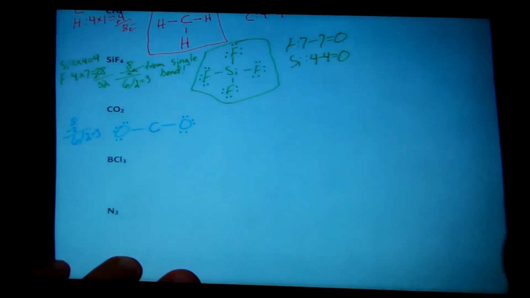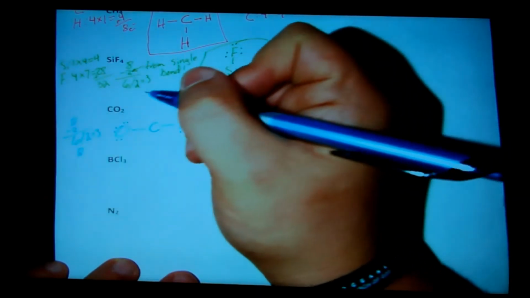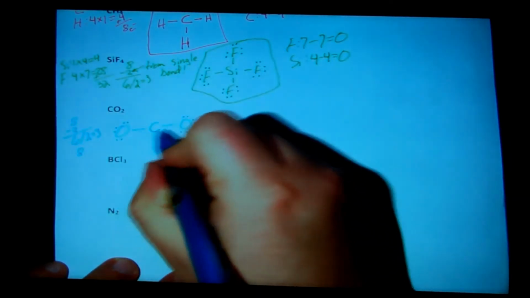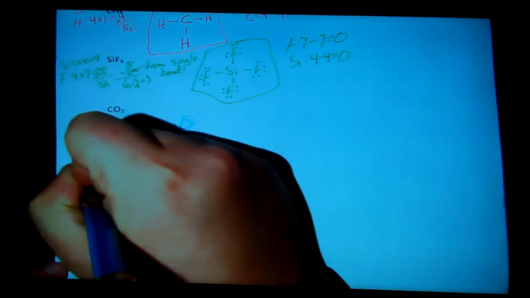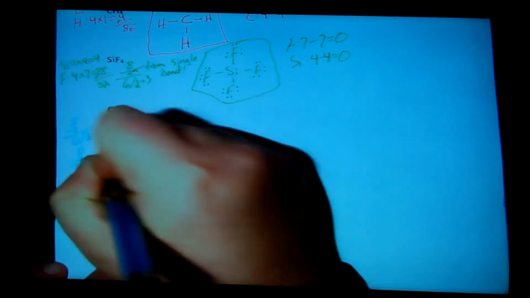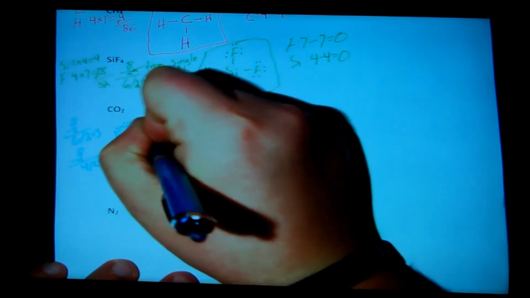Now this carbon's different. Carbon wants 8. And it has 4 because it has 2 bonds to it. So it wants 4 now. Divide that by 2, gives me 2. It needs 2 lone pairs. 1, 2. There's the pairs.